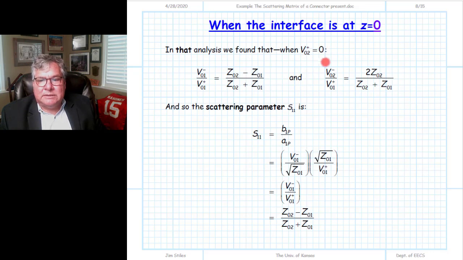We went through and set the incident wave on port 2 equal to 0, again anticipating finding the scattering matrix. We only have an incident wave on port 1, and so we found the two scattered wave amplitudes V01 minus and V02 minus in terms of the single incident wave V01 plus. And here are the results that we obtained. With these results, we can determine directly the scattering parameters. Since we have no incident wave on port 2, essentially it's terminated in a matched load, we can determine both S11 and S21. S11, using the results here, we find is equal to this.